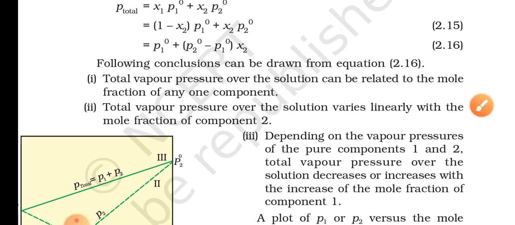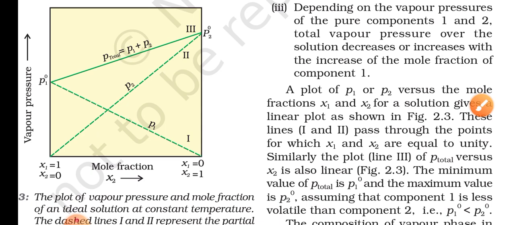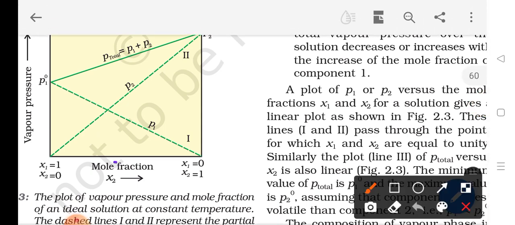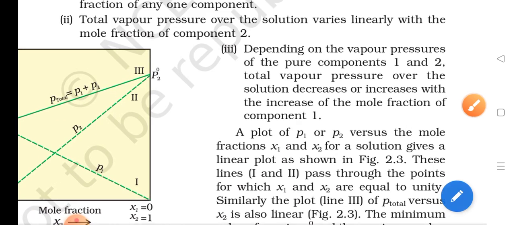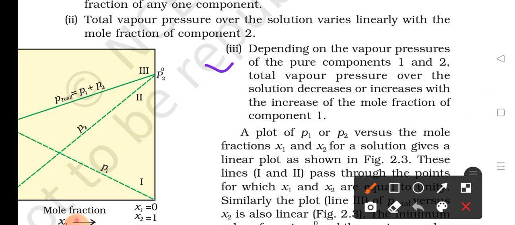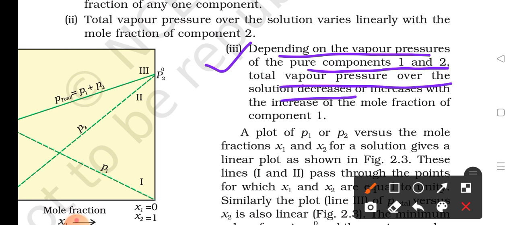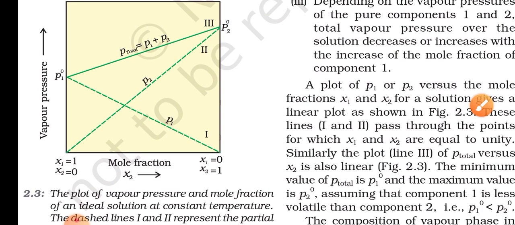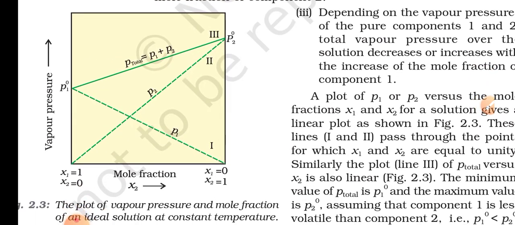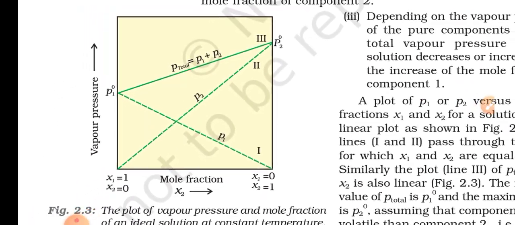Here we see this curve one. In the third point they told that depending on the vapor pressure of the pure components 1 and 2, total vapor pressure of either solution decreases or increases with increase in the mole fraction of a component. It depends on the pressure. So here we are going to learn this graph.